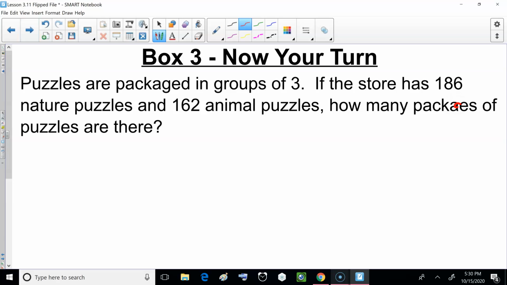Spell check right there, put a G in there. There we go. So puzzles are packaged in groups of 3. If the store has 186 nature puzzles and 162 animal puzzles, how many packages of puzzles are there? Pause the video, do your best, good luck.